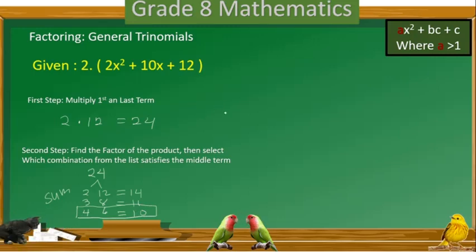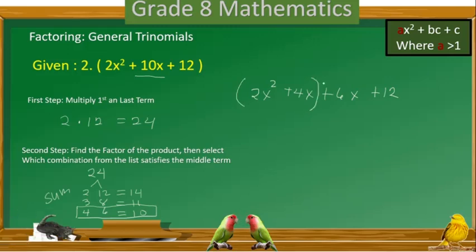So we will rewrite the given trinomial 2x squared. Then instead of the middle term 10x, we will write these two factors: plus 4x plus 6x plus 12. Okay, then after that we will group.